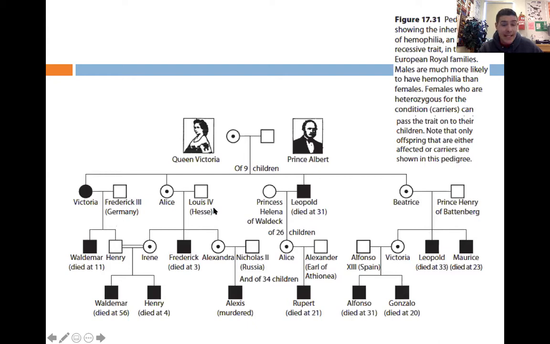The key characteristic of this chart is that the majority of individuals are males. So all of these individuals that are shaded in are squares, which are the males. The only one is Victoria up here, that's a female. But if you see a large amount of squares shaded in, you can assume it is an X-linked disorder.